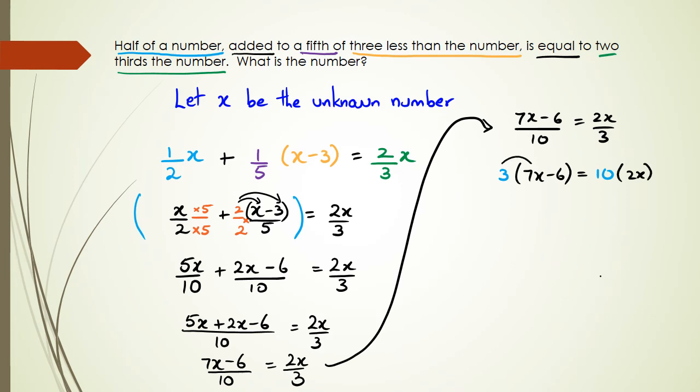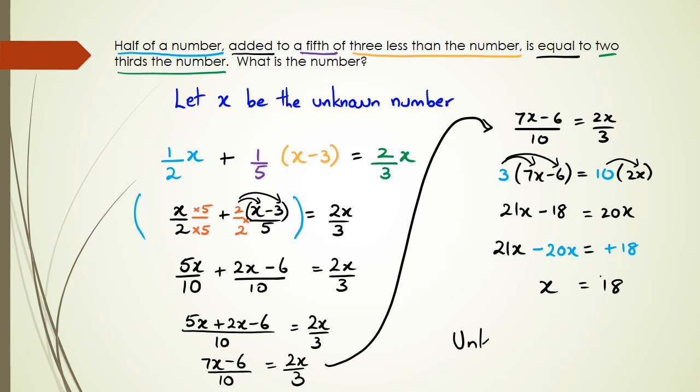So expanding this, 3 times 7x, we've got 21x. 3 times negative 6 is negative 18 equals 10 times 2x is 20x. So rearranging this now, I'm going to get 21x minus 18, when it comes to this side will become plus 18. 20x when it comes to the left hand side will become minus 20x. So then 21 take away 20 is 1x. So I've got x is equal to 18. So the unknown number is 18. I'm just going to write a little statement.